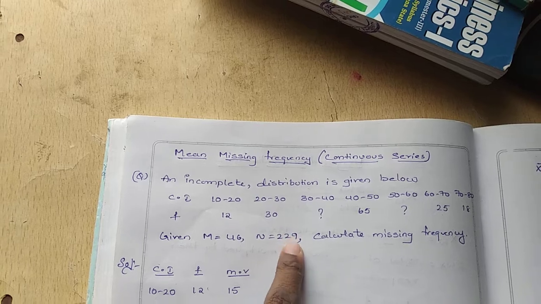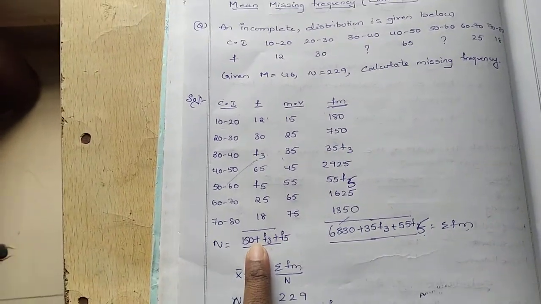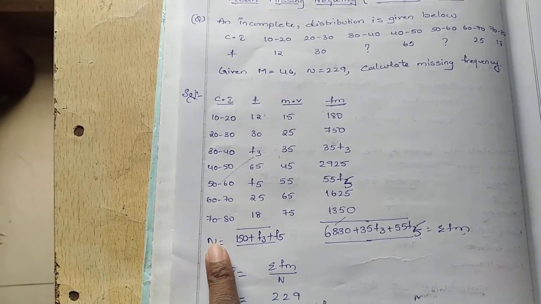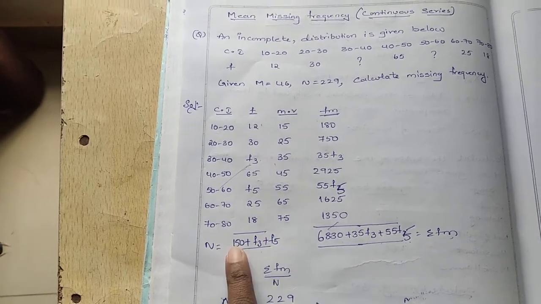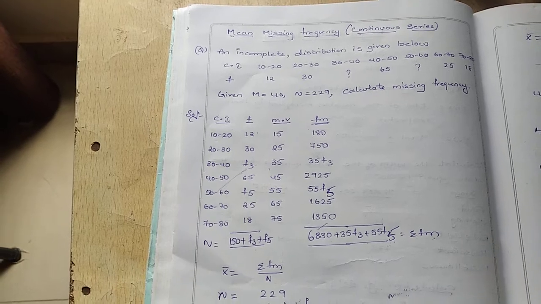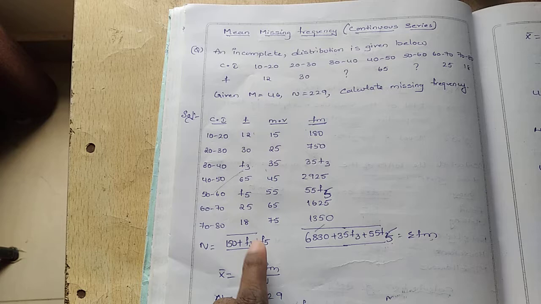He has given 229. But here N is 150 plus F3 plus F5. So N is equal to 229. If we add the F3 and F5 values to this 150, then the total N value will be 229 here.